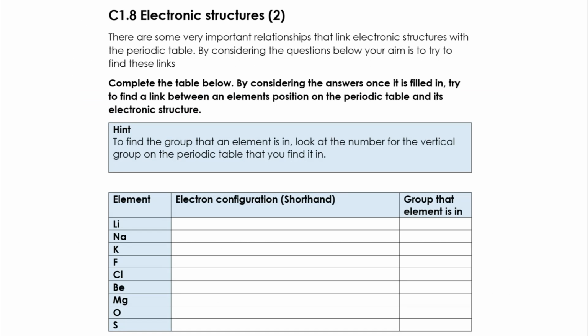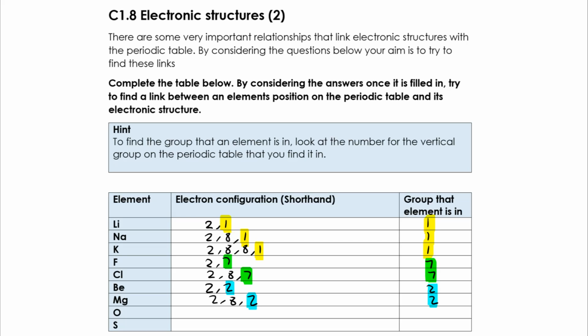Another task for you to have a go at here, try to fill this table in, and then we'll review. So the electron configurations 2, 1, 2, 8, 1, 2, 8, 8, 1, all have got 1 electron in the outer shell. They're all in group 1. Fluorine and chlorine, 2, 7, 2, 8, 7. They both have 7 electrons in the outer shell. They're group 7.